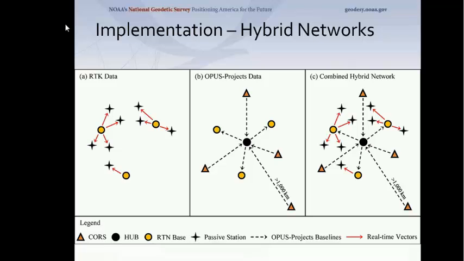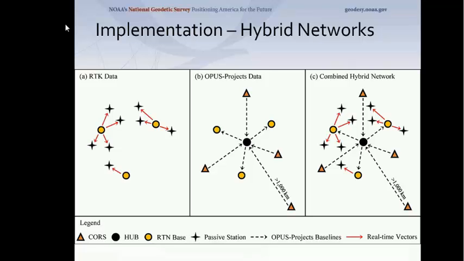So the first step, as shown on this chart, is step A. You first go out and you take shots on your project marks, so your control marks, your passive marks. As you move around, if they're spaced far apart, the real-time network may end up picking different reference stations as you're moving around taking shots. So that's what this illustration is trying to show.